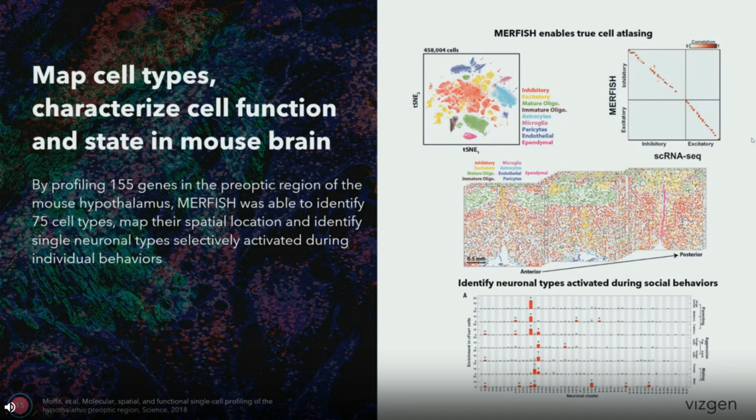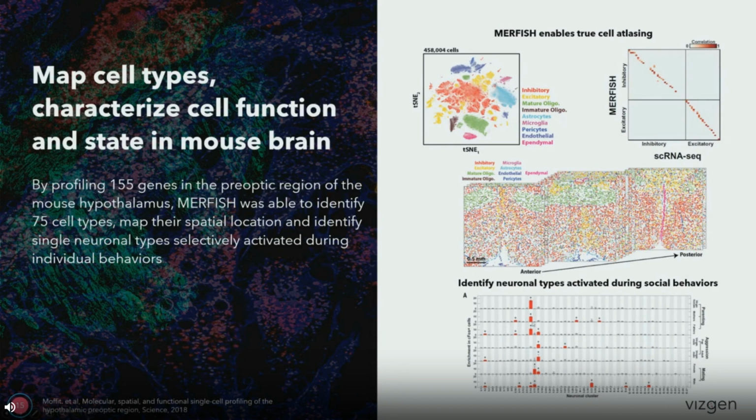Showing here in the middle now, these colorful dots indicate different cell classes identified by MERFISH. And from anterior to posterior, I hope you can really see how different cells are distributed in this brain region. And furthermore, by including genes that can report neuronal activity, and in this specific case, the authors included a gene called c-Fos, they were able to selectively identify neuronal types that are activated during individual social behaviors, such as parenting behaviors or mating behaviors.